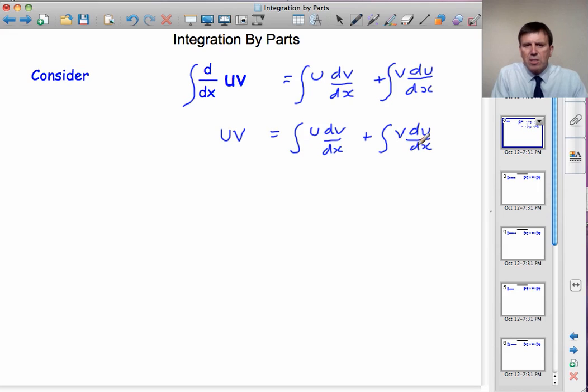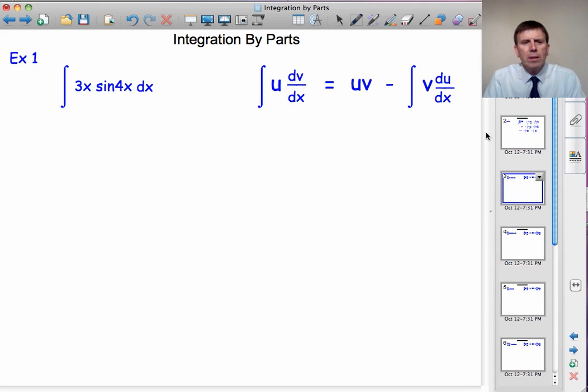Now I'm going to take this second term to the other side and we'll get uv minus the integral of v du by dx is equal to the integral of u dv by dx. And that in fact is the formula for integration by parts. If we want to find the integral of u dv by dx, it's given by uv minus the integral of v du by dx. And I'll be writing this formula out in every question we do from here on in.